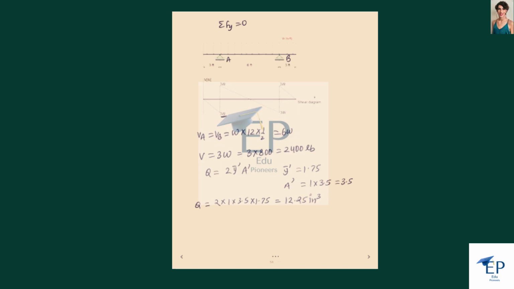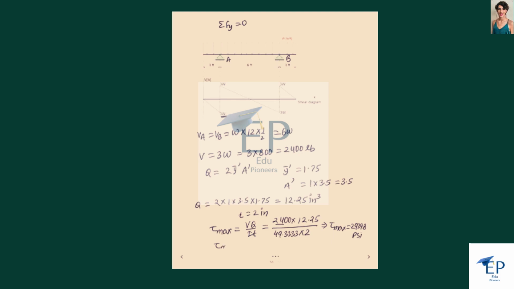And T equals 2 inch, so tau max will be, as we defined in the starting, VQ divided by IT. Now substituting values, V equals 2400 multiplied by Q, which is 12.25, divided by I, which is 49.3333, and T is 2. From here, after solving, we get tau max equals 297.98 psi. This is the answer.